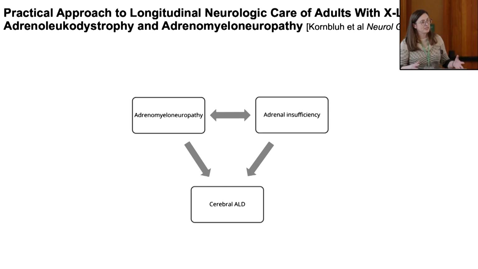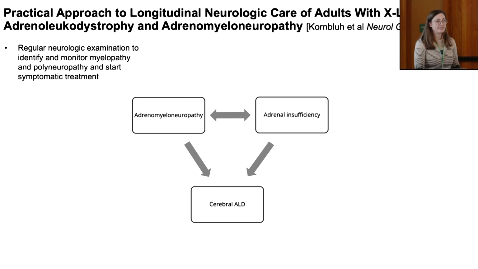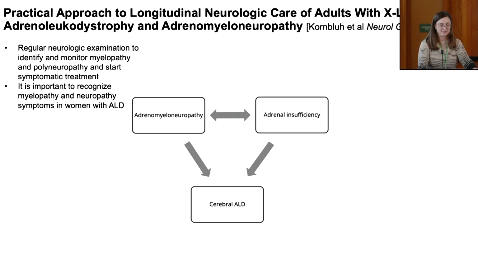All right, so this is what we recommended, and it was in the setting of thinking, and this is a much more simplified version of what Dr. Eichler had as the overlapping phenotypes, that even in adults who are coming to see us who are perfectly asymptomatic, you could develop adrenomyeloneuropathy, adrenal insufficiency, and or cerebral ALD. And so we made these very novel statements that you should have regular neurologic examination to identify and monitor for myelopathy and polyneuropathy and start symptomatic treatment.